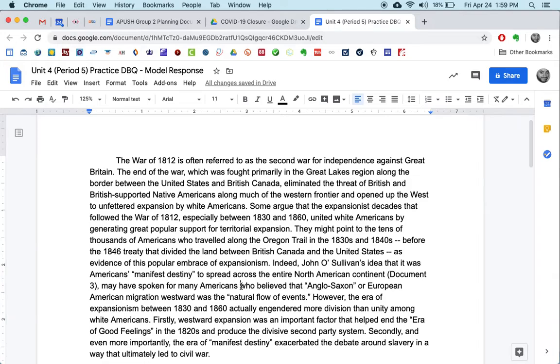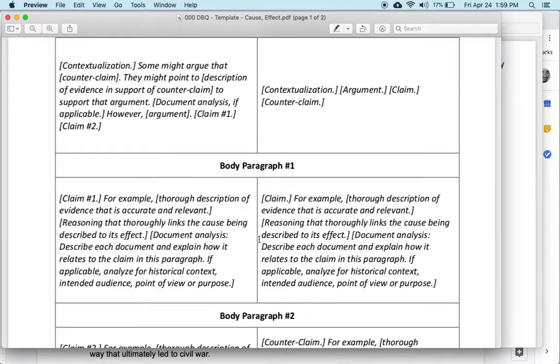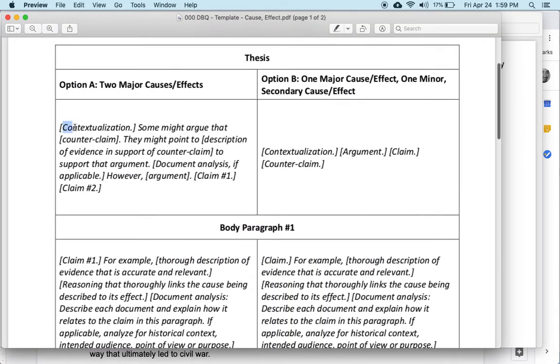And then I suggest that this may have spoken to the many Americans who believed that it was their destiny to do this. I have, in other words, connected it to the counterclaim that Americans embraced the idea of territorial expansion, and I have described the document a little bit. I don't bother with historical context or intended audience or purpose or point of view for that document. I decide I'm going to do it with the other documents later. Okay, so I've gotten rid of one document, and I provided my contextualization, my counterclaim, and my counterclaim evidence. I've done all of that stuff.